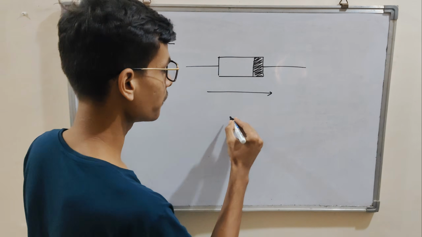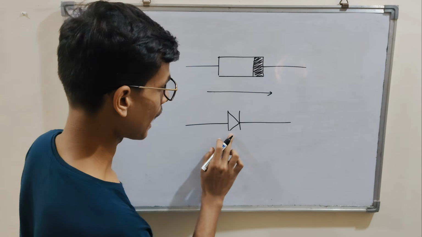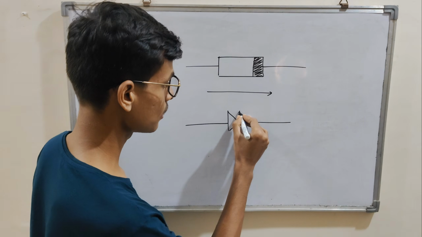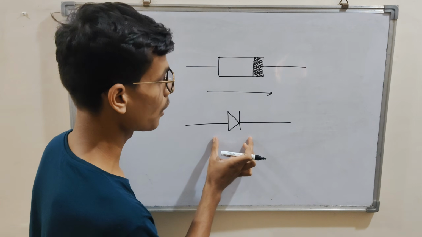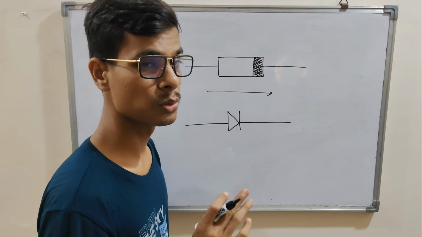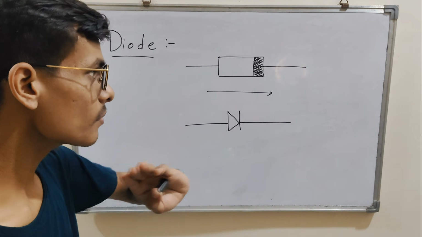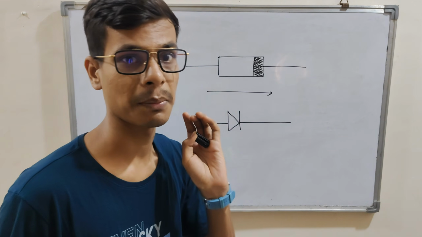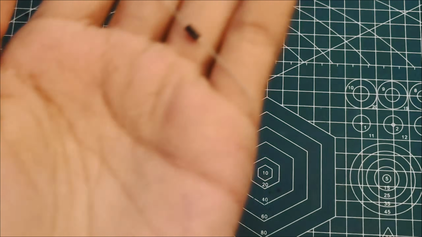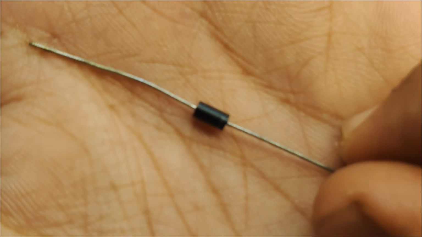The basic symbol of a diode is something like this. This is the arrow showing the direction of current, and this represents the silver stripe. This is how a diode is represented, and it is used in a lot of applications. I could say it is one of the best applications of semiconductors. Most probably you may wonder what exactly a semiconductor is. Here this one is called a diode, and here you can see what a diode looks like.